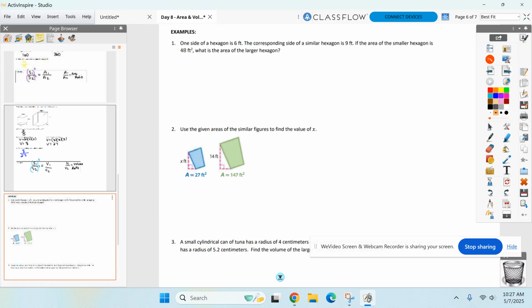All right, so one side of a hexagon is 6. The corresponding side is 9. What am I giving you right there? That's my similarity ratio, S1 over S2.